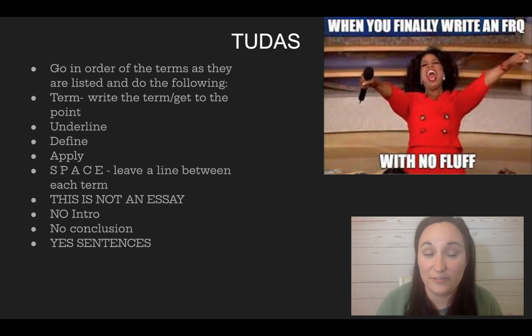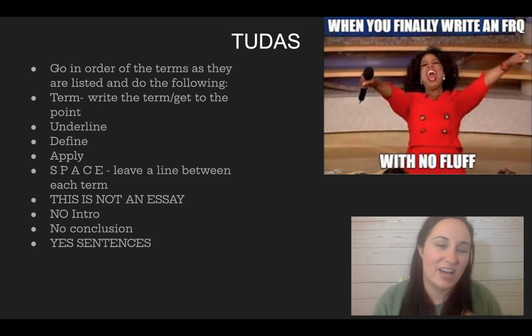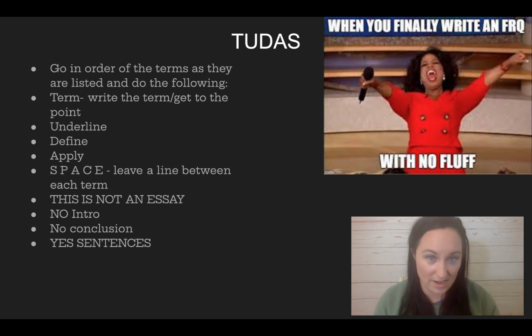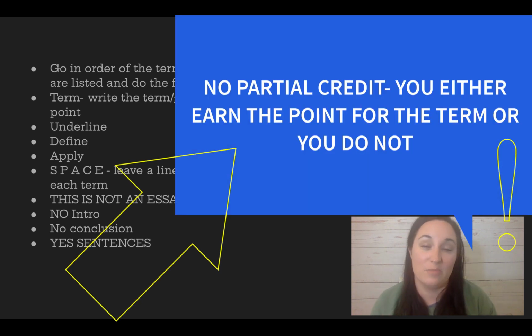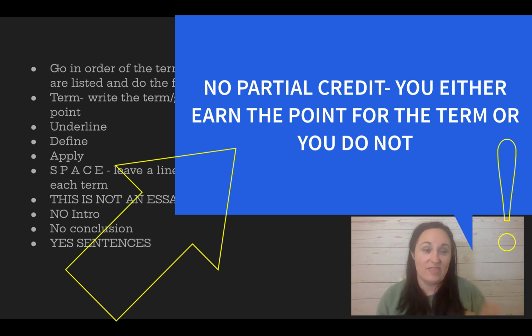Next, you are to define the term. Now, technically, you don't get points for defining the term in and of itself, but if your apply is kind of on it, but it's not really 100% demonstrating that you know the definition, sometimes that will be the thing that pushes you over into earning the point or not. Because for each point, it's either you earn those 3.57 points, or you do not earn the points. It is all or nothing. So you want to define and then you apply.